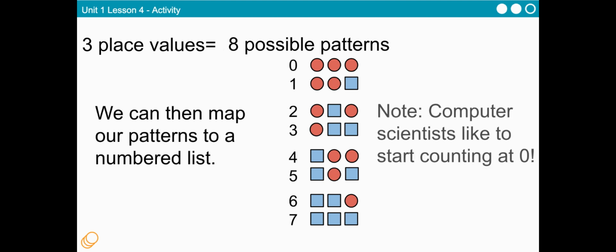We can map these patterns to a numbered list, and note that computer scientists like counting at 0. When I was counting 1 through 8, I was counting the number of patterns. 8 possible patterns. But we can map this to just a numbered list, and computer scientists like to start counting at 0 for their numbered list.